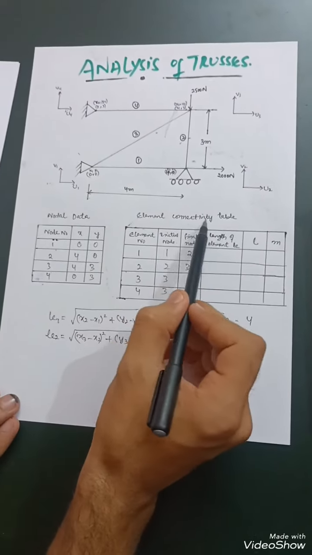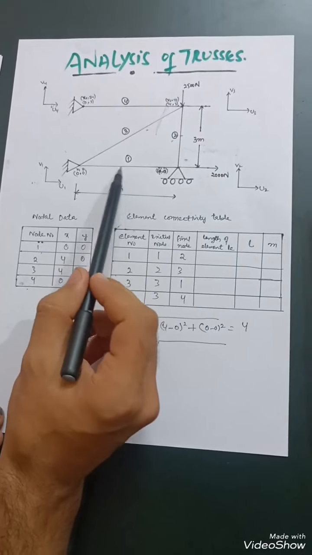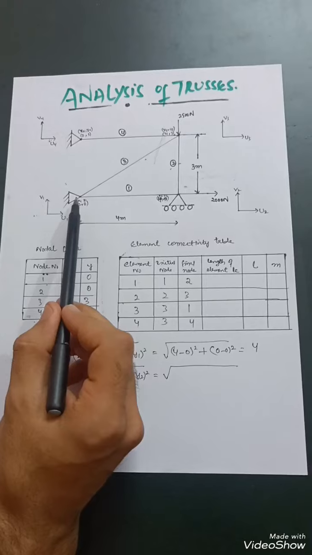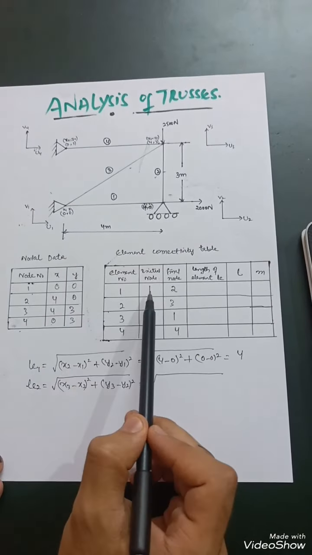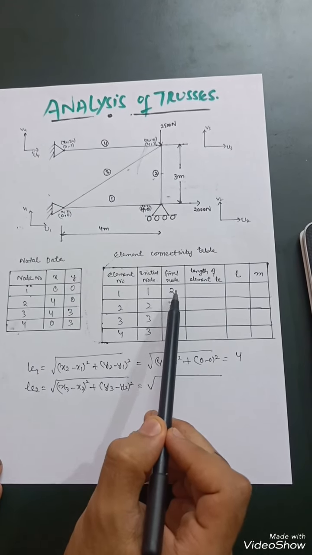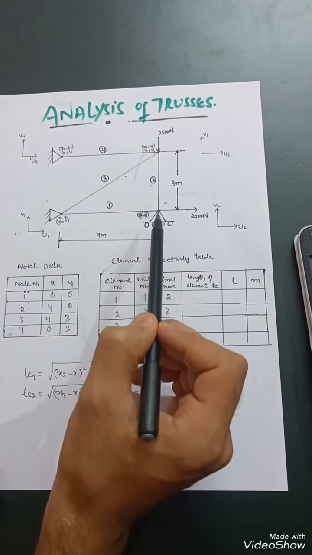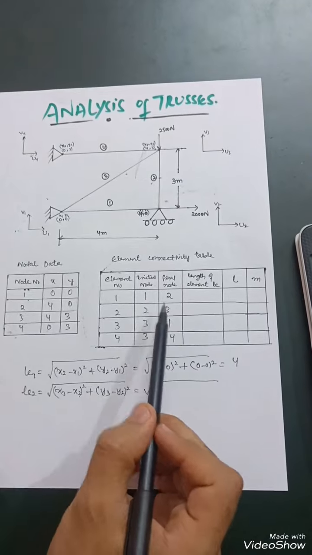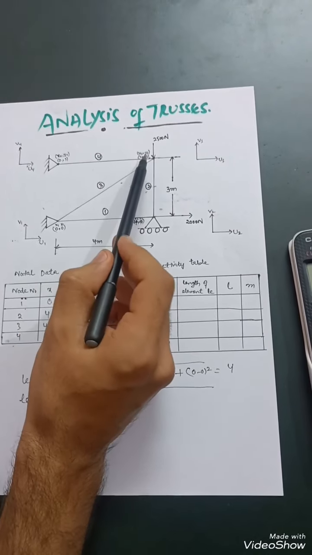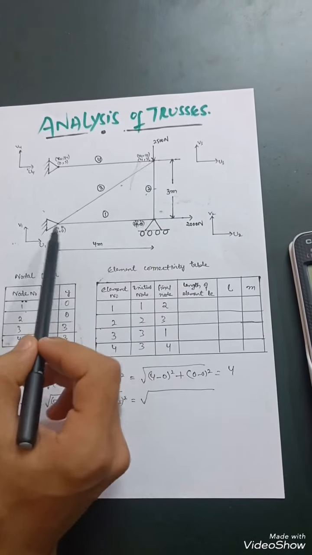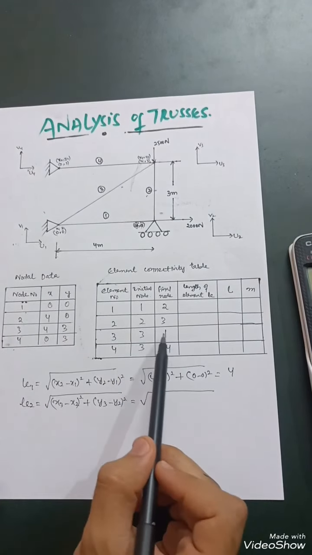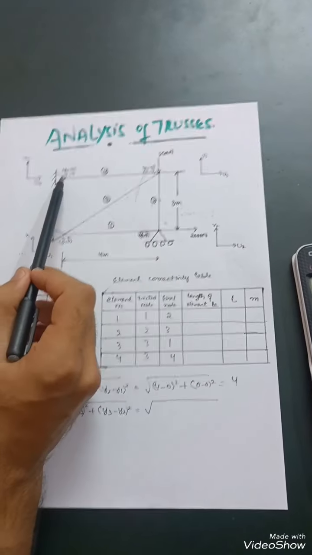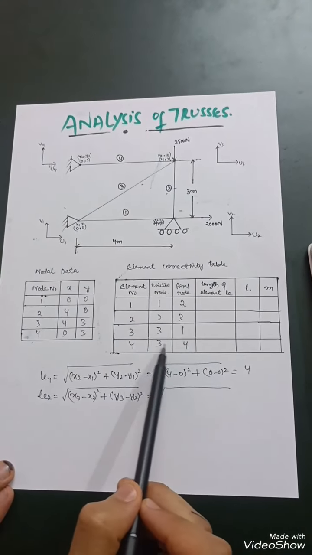Then the element connectivity table. So you have to write the given data for the elements over here. For the first element, the initial node is 1 and the final node is 2, so 1 and 2. Then for the second element, the initial node is 2 and the final node is 3, so 2 comma 3. For the third element, the initial node is 3 and the final node is 1, so 3 comma 1. Then for the final element, the initial node is 3 and the final node is 4, so 3 comma 4.